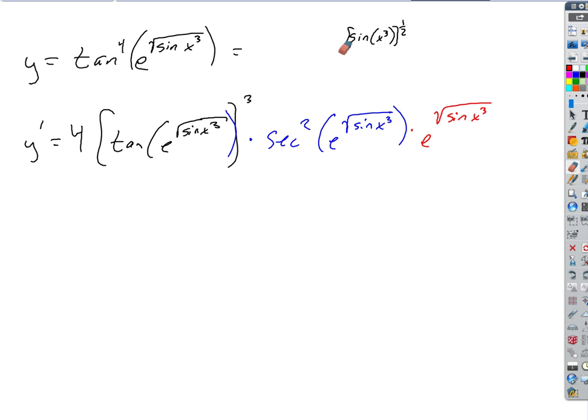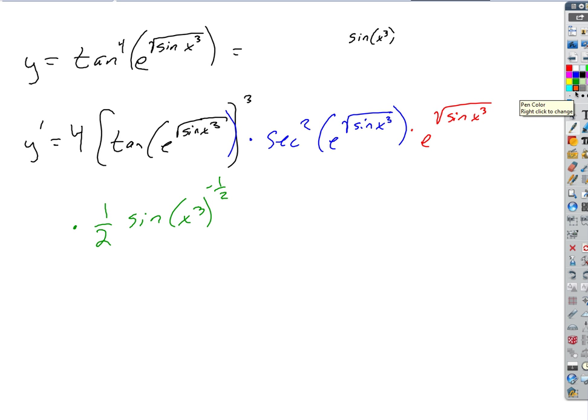So now what? Something to the 1/2. The derivative of something to the 1/2 is 1/2 something to the negative 1/2. I'm going to have to continue over here, so times 1/2 sine of x cubed to the minus 1/2. We peel that layer away. We can simplify all this later. So what's the next layer?